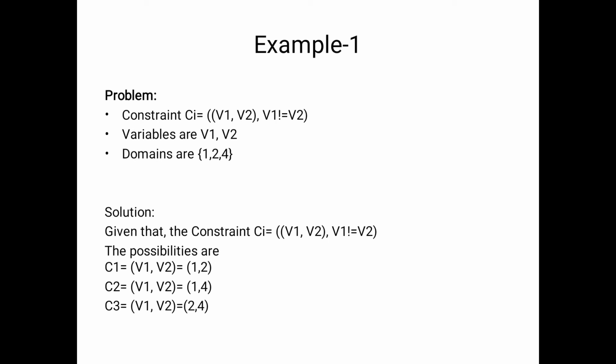Now we will fill that pair, v1, v2. Our aim is to find the possibilities for filling the pair v1, v2. Here our constraint is v1 not equal to v2. So please observe the solution. Suppose I consider v1 as 1. Then definitely we can't consider v2 as 1, because the constraint is v1 not equal to v2. That's why we will go for either 2 or 4.